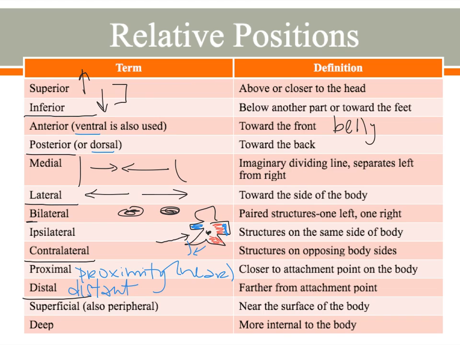Our final two sets of terms are superficial and deep. If you call somebody superficial, that means they are shallow, for example, or they only look at the surface. That's what the word means. Superficial means on the surface or shallow. Deep means internal or more inside the body, not on the surface.